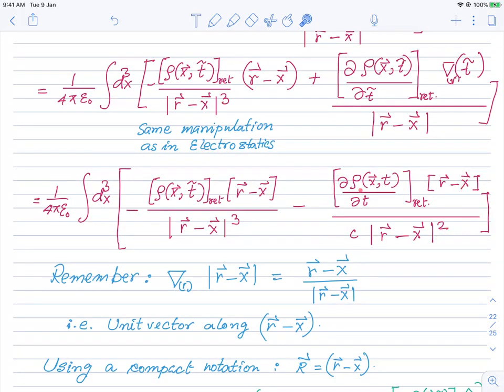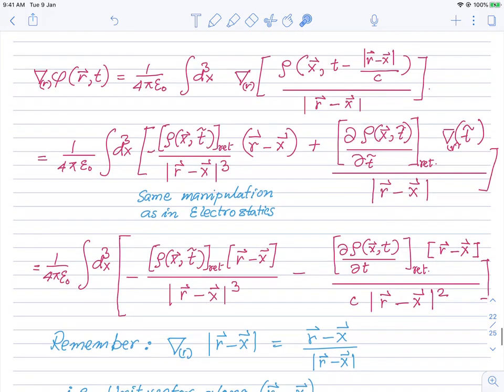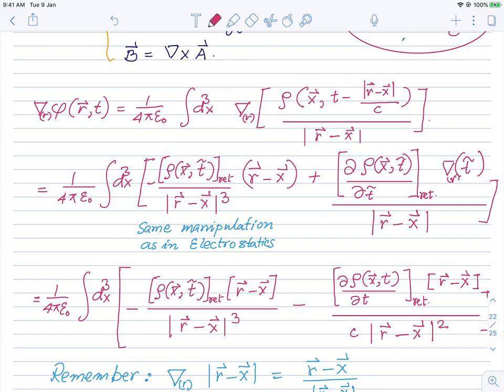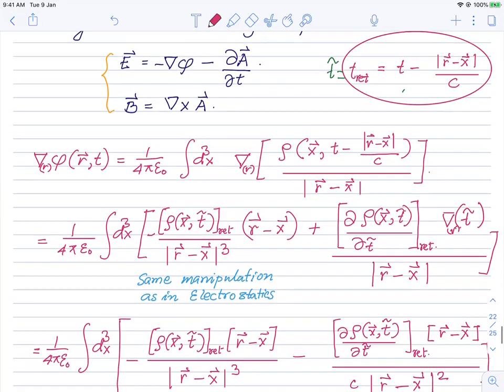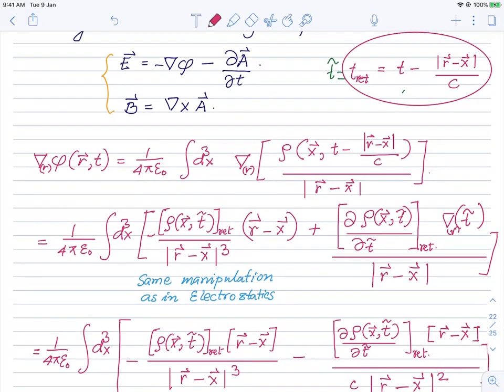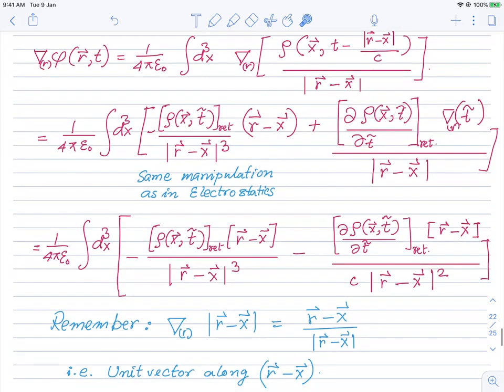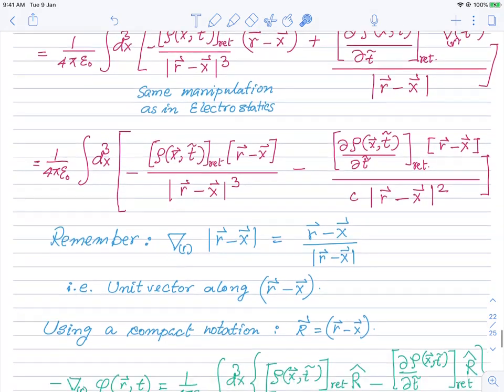the time derivative of the rho. But this time derivative of rho is not at any time. It is not at the same time as the time appearing on the left hand side, but it is at a retarded time. So we have to take the derivative and then set. If you like, we can put a tilde here. So we have to take the derivative with respect to t tilde and then set t tilde equal to this, t minus r by c, in this differentiation here.